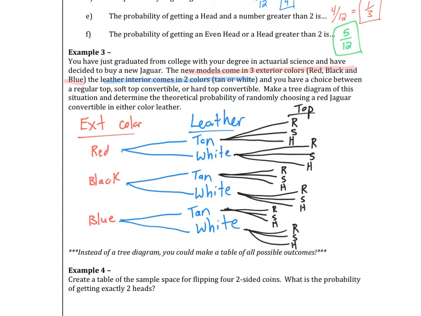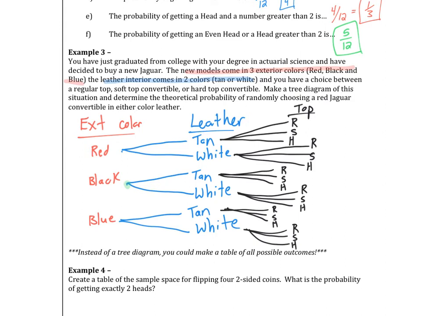Okay, so I'm just going to grab my highlighter. So let's say that you chose that you wanted a black Jaguar with white interior leather and a hard convertible top. Okay, you would have the green lines there. You could also choose a black Jaguar with tan leather and a soft convertible top. So you see, those are just 2 of the options. Those are the possible options we're looking for. We're trying to see what we want.